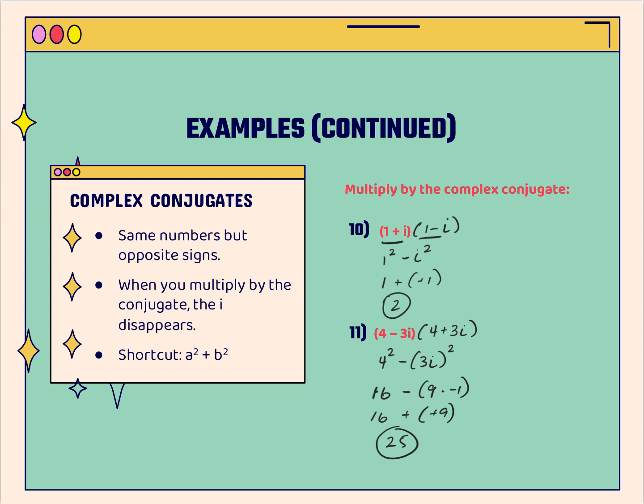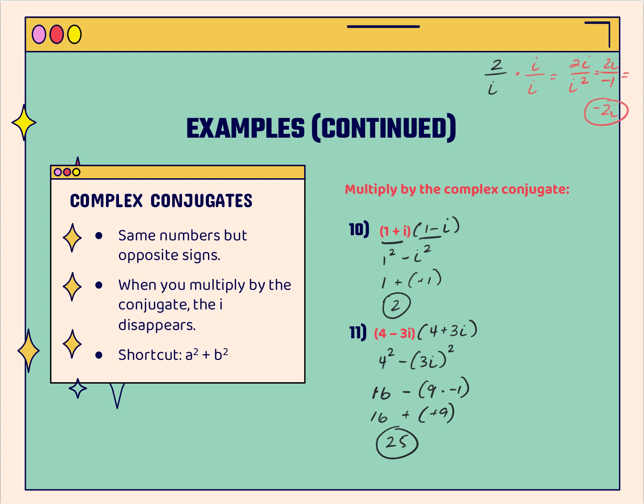So for example, let's say you just have 2 divided by i. Well, that's easy. You don't need a conjugate here. You're just going to do i over i, just like you did before with radicals, and you'll get 2i over i squared, which means 2i over -1, which ends up just being -2i.